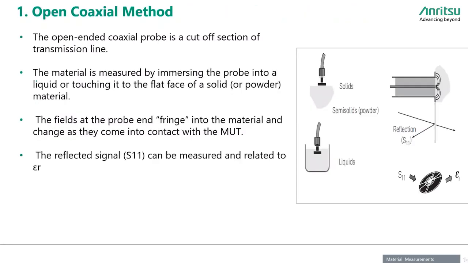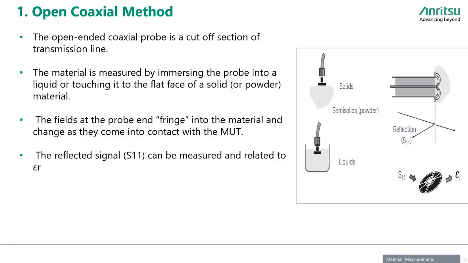It's an open-ended coaxial probe, a cutoff section of a transmission line, that is submerged in or touched to the material. So what we do is connect that probe to the material and touch it. When touching, the material needs to have a very flat, smooth surface, or we can immerse this probe into a material. It can be a gel, a liquid, a pellet, or a powder.